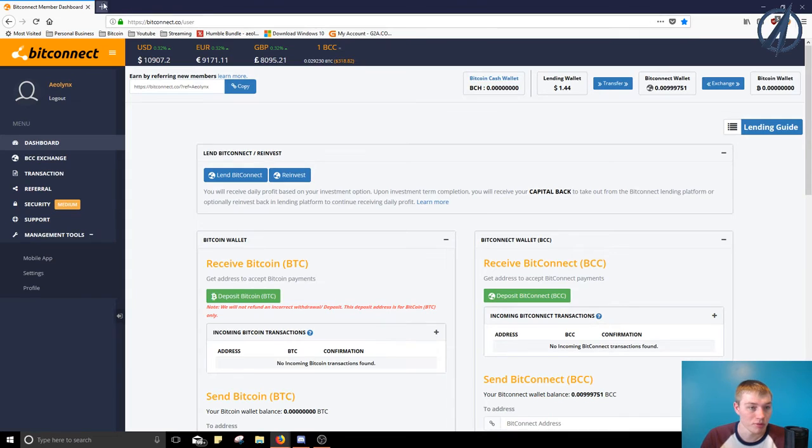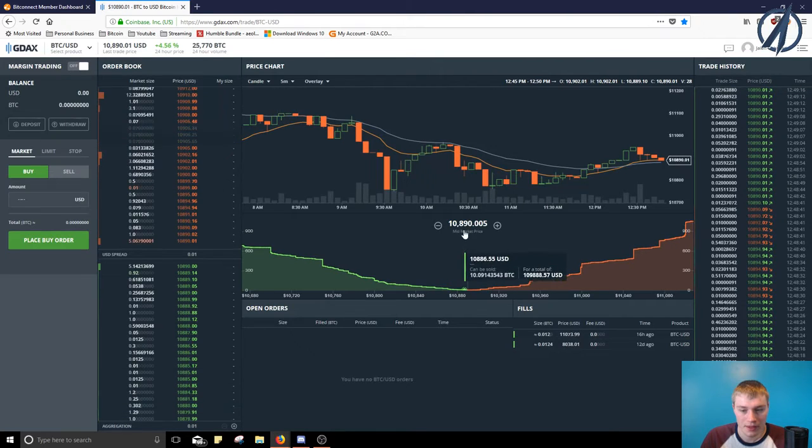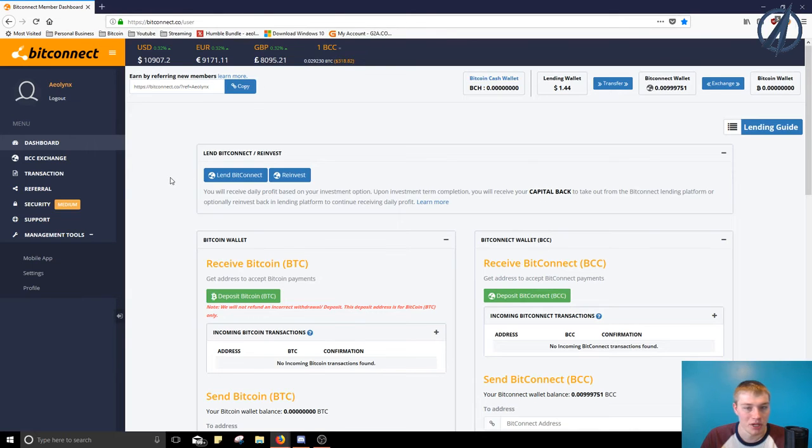Let's go ahead and pull up Bitcoin, see what it's doing real quick. Bitcoin right now is floating around that $10,800 to $11,000 mark, which is insane. So that's where we're at with Bitcoin. Yeah, that's all I have, guys.